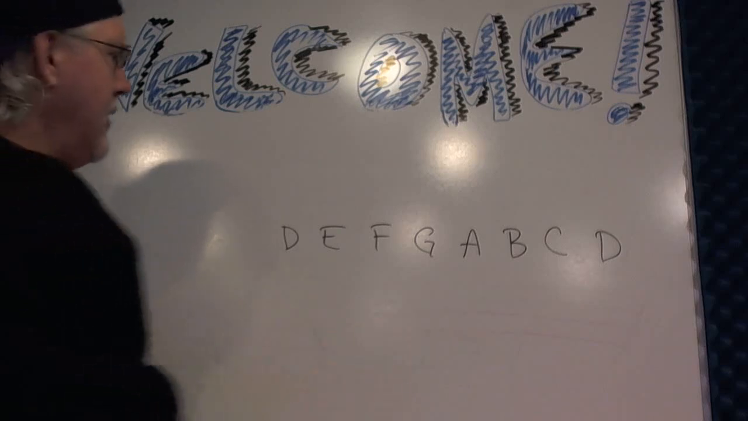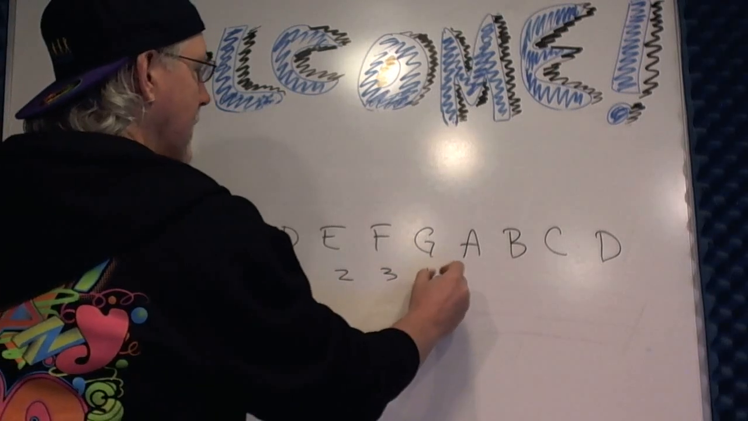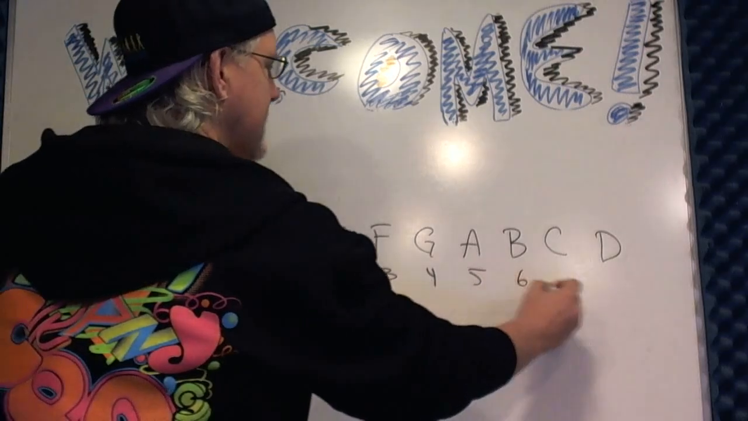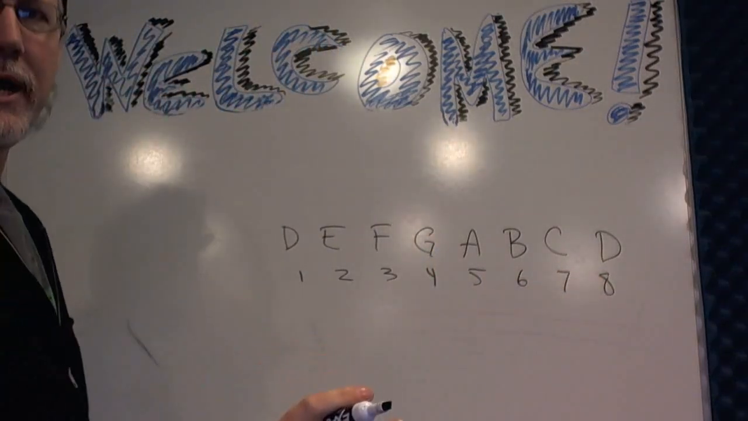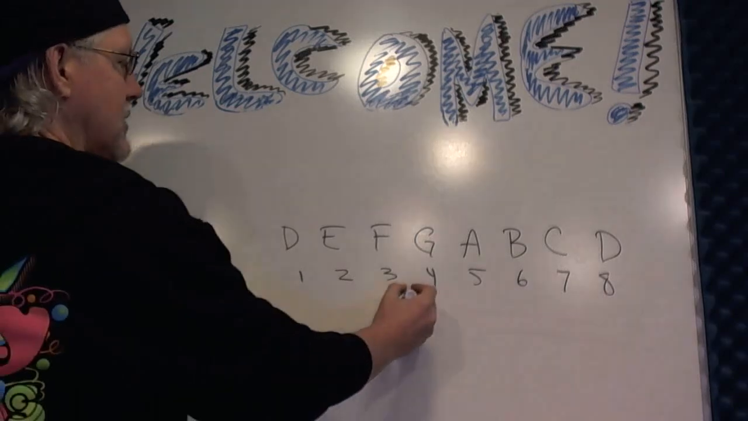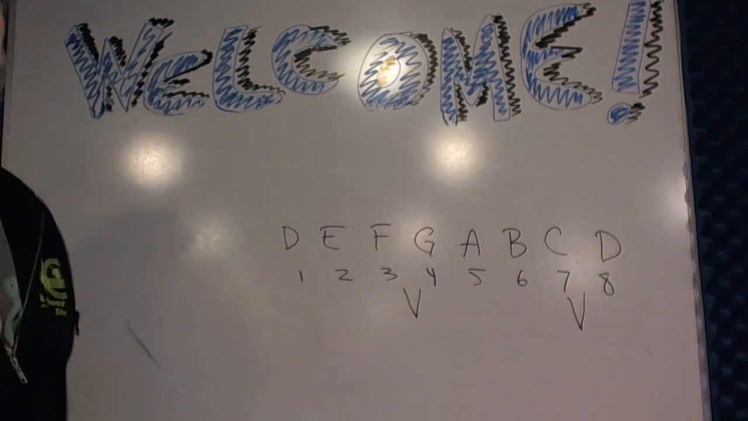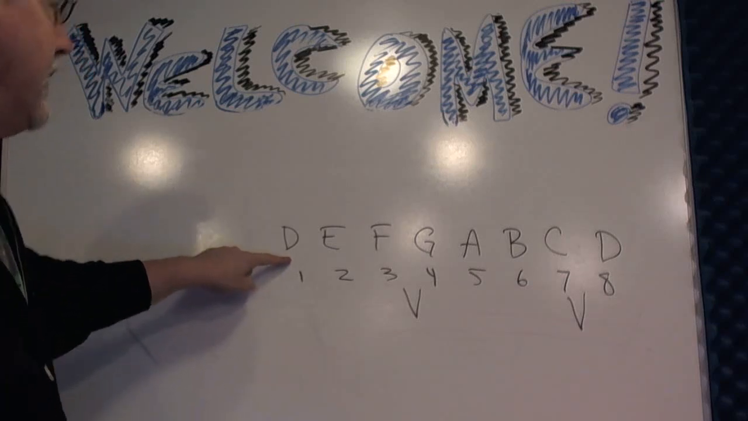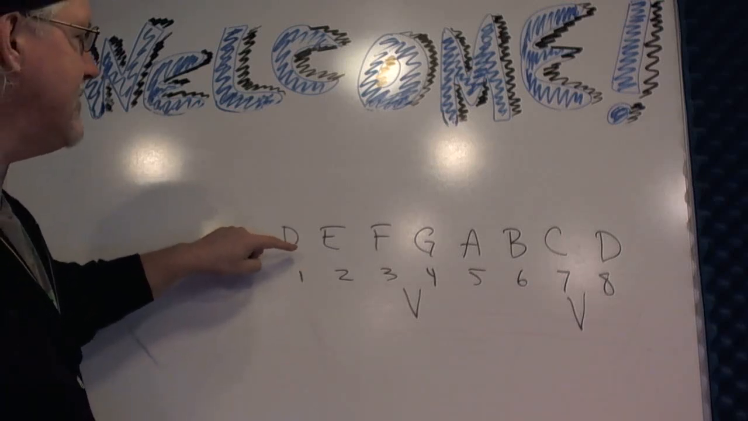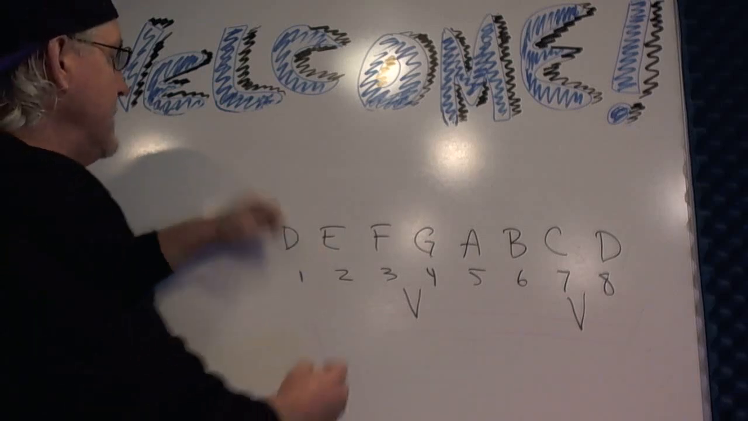Now I put in my scale degrees: 1, 2, 3, 4, 5, 6, 7, 8. As a reminder, I'm going to put little half step markings between 3 and 4 and 7 and 8 to remind myself that that's where the half steps need to be. Now I'm going to start on this D and check the pattern of whole steps and half steps. D to E is what? It's a whole step. Okay, so that's working so far.